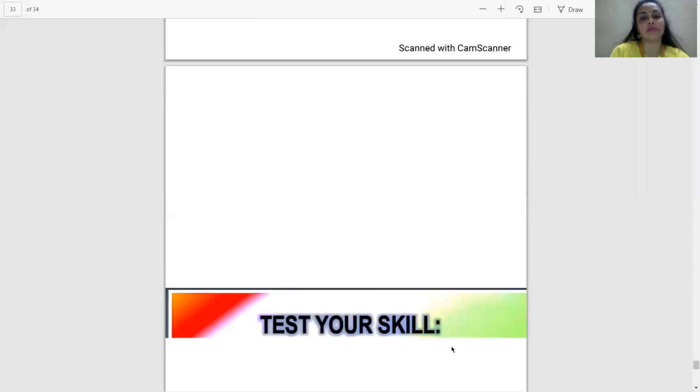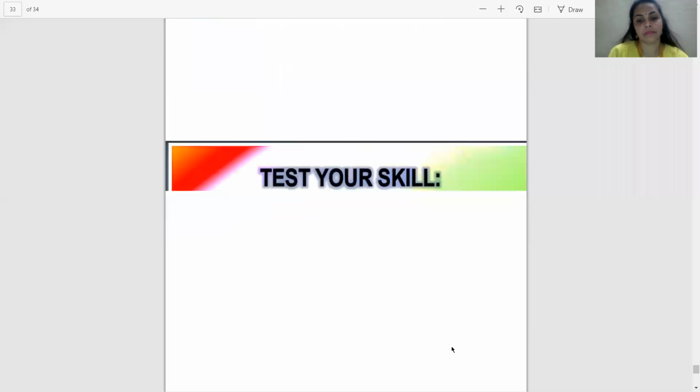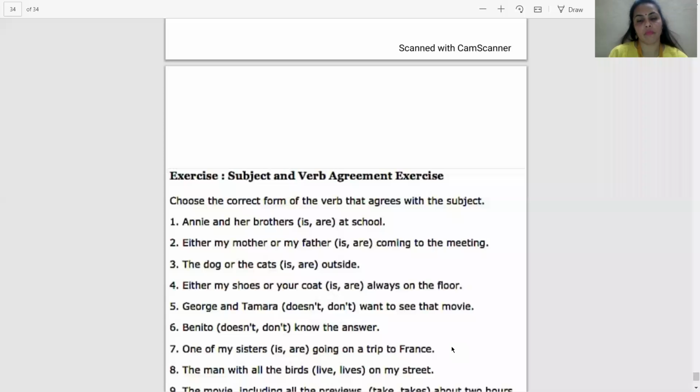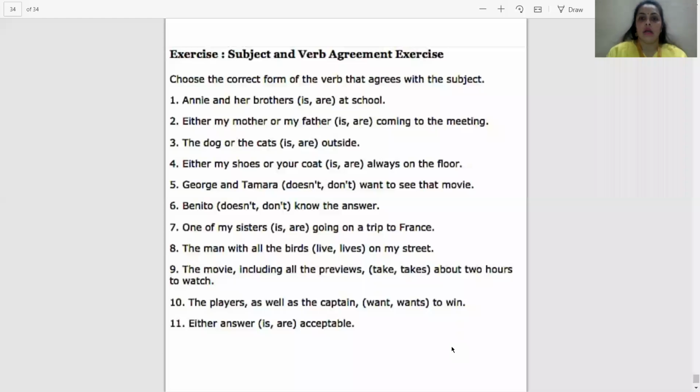Okay, children, so here we have come to test your skills. Look at these sentences quickly. The question says: choose the correct form of the verb that agrees with the subject. We will take the first 4 or 5 quickly, because I will be uploading this worksheet otherwise also, since then we have to study transitive and intransitive verbs also.